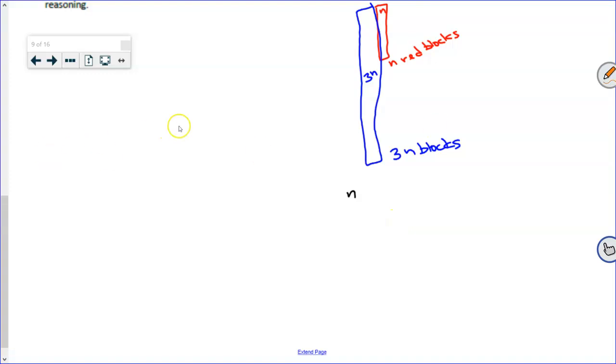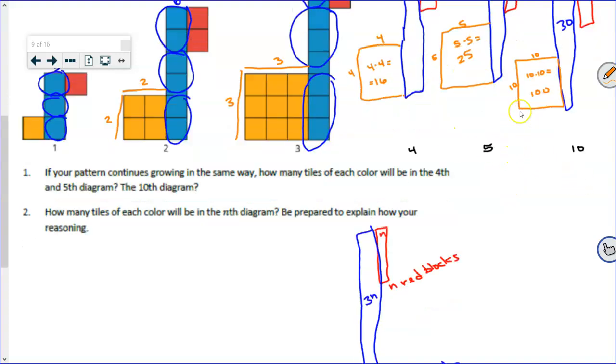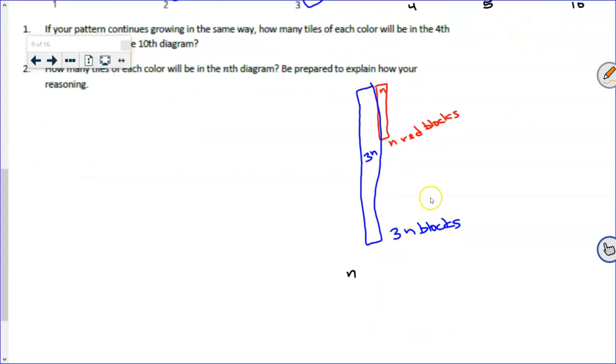How many yellow blocks? Again, stage 3, it was a 3 by 3 square. Stage 4, it was a 4 by 4 square. Stage 5, 5 by 5 square. Stage 10, a 10 by 10 square. How many blocks are going to be here? Yellow. Lucas? Yes, and an n by n square is going to have how many blocks? I heard n and I heard n squared.